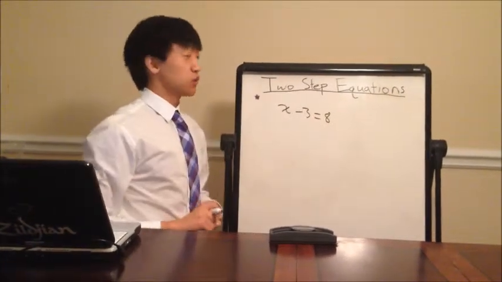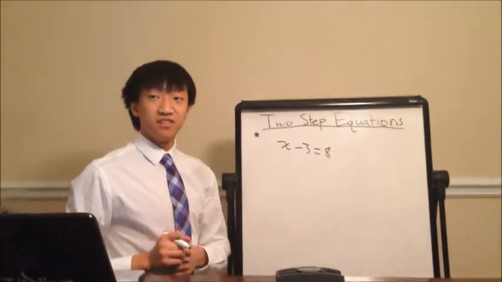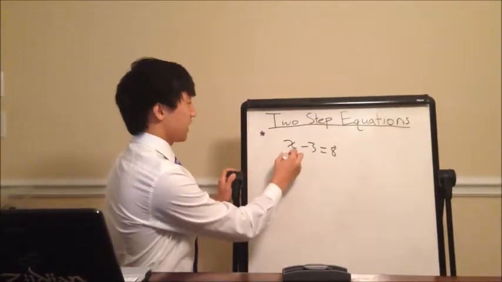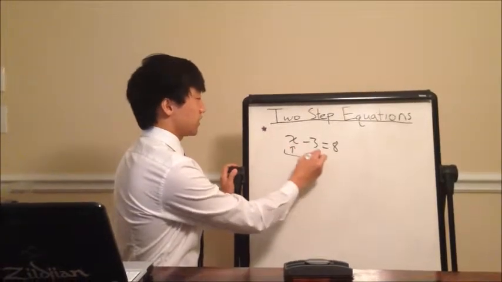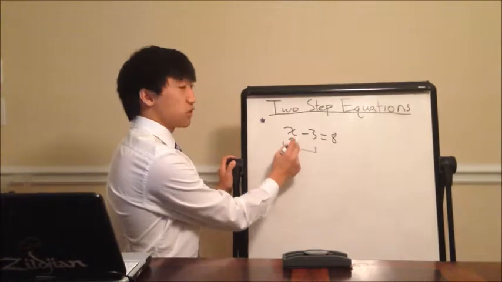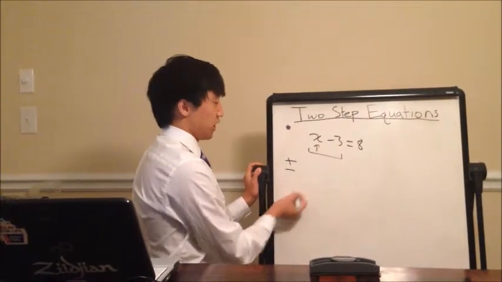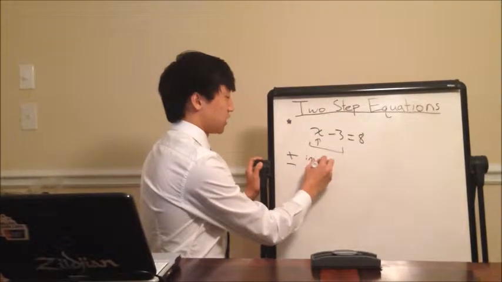So who can tell me where the variable is in this case? Lily? It's on the left side. Yep. So we found x on the left side. Let's focus on this expression. So we found our operation, which is subtraction. And subtraction and addition are inverse operations.